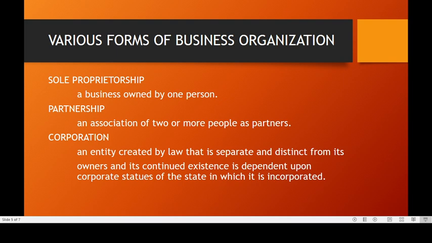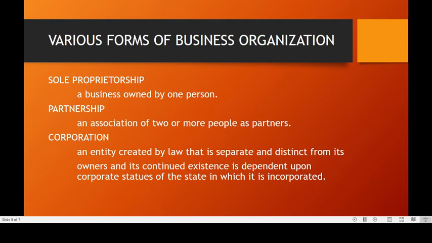Okay? Meron pong mga parts on the corporation that needs the confirmation of the shareholders, all shareholders, at meron naman pong mga activities that does not require the affirmation of the shareholders. Okay? So, those are the various forms of business organization.